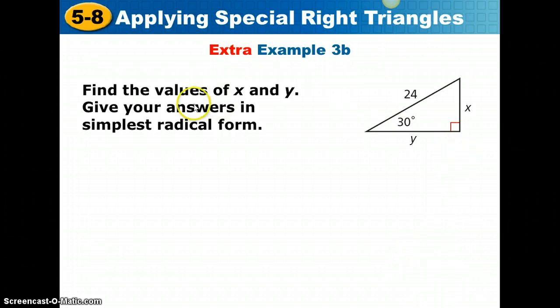Let's try 3b. Let's find the values of x and y. Again, pause the video if you need some more time, but I want you to try and work this one out on your own, and then we'll check our answers. When you're ready, go ahead and click play.